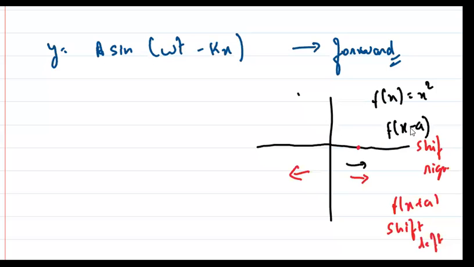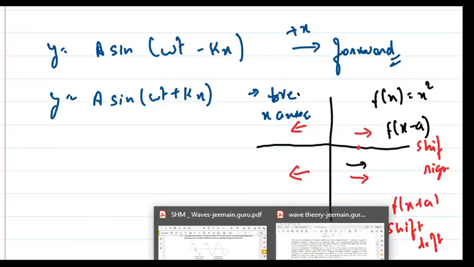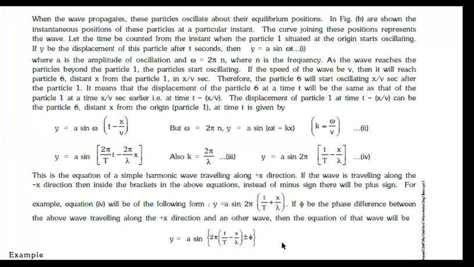So obviously, if you are talking about x minus a, it is moving in this direction, and x plus a, it will move in this direction. Clear? Okay. So y is equal to a sine of omega t plus kx. Okay, backward, right? Negative x-axis. So it's positive x-axis, negative x-axis. Clear? Everyone got this concept? Yes? Okay.